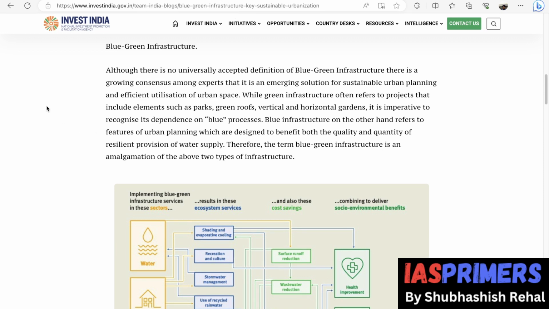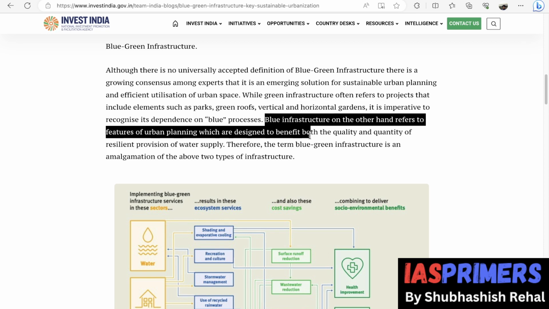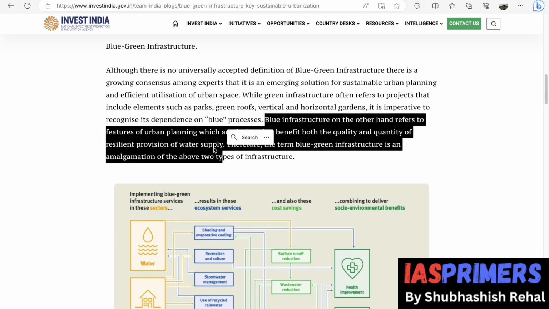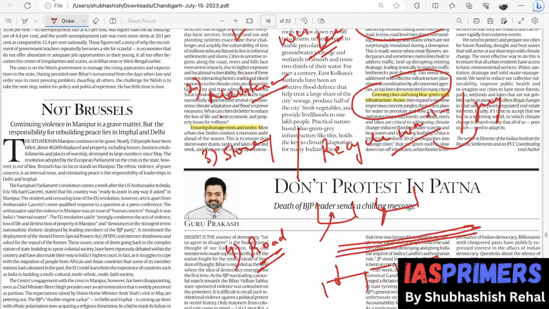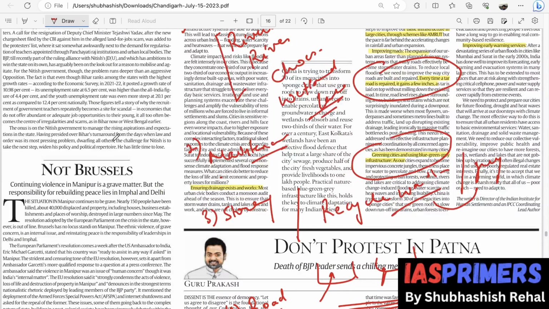Now blue, green, gray infrastructure. I'm referring to a different site now. First of all, green infrastructure refers to parks, green roofs, vertical and horizontal gardens. Vertical gardens means an apartment is there, with a vertical garden on the wall. Horizontal means normal parks, etc. Then blue is with reference to water. Blue infrastructure refers to features of urban planning which are designed to benefit both the quality and quantity of resilient provision of water supply. Here we can have lakes, drainage, all those things. And what is gray infrastructure? Cement, concrete. So this has to be worked into. And here you can also refer to the fact that we are living in concrete jungles.